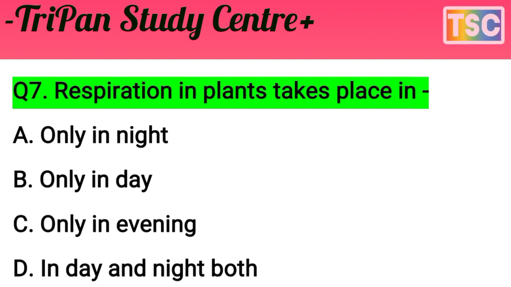So option D is correct here, in day and night both, because respiration in plants takes place all the time. The reason is that respiration is a biological process used to release energy from organic compounds, which is used to carry out various physical activities. So option D is correct.